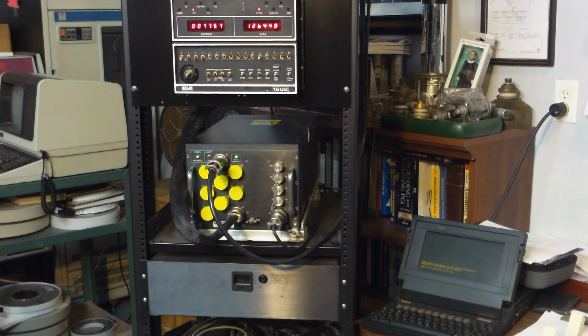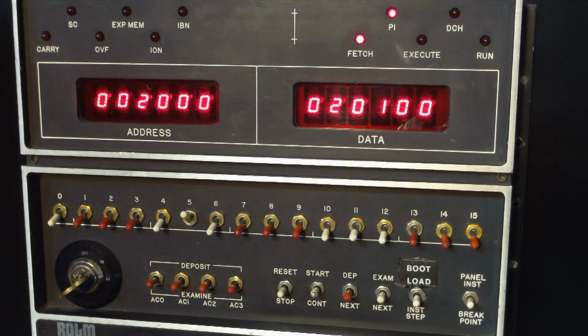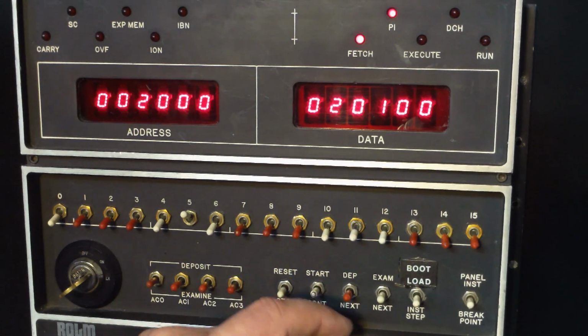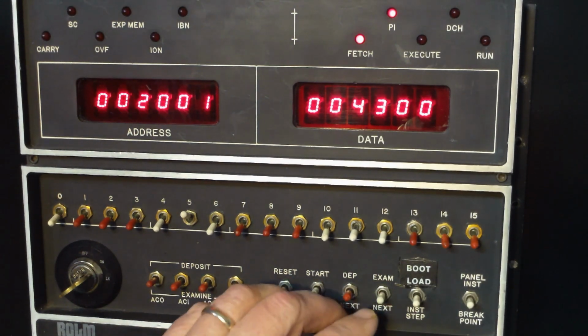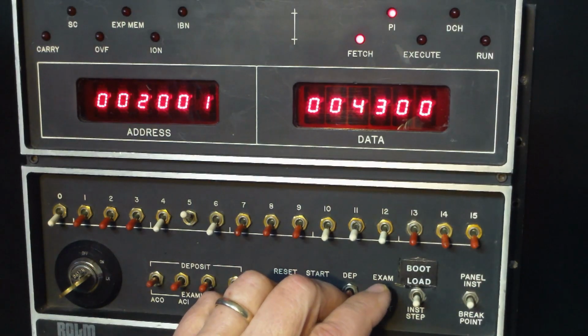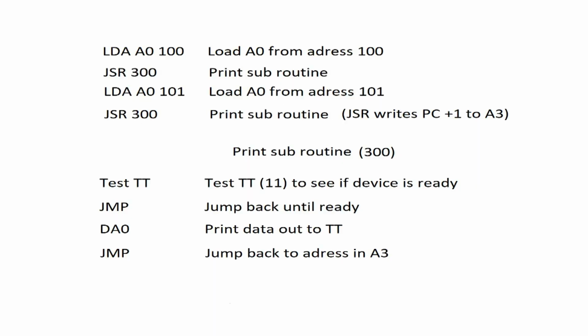One of the other things I've been playing around with is a little program that allows you to print out of the TT0 port. It starts at address 2000. What we're doing is loading an address from memory into accumulator 0 and then running a print subroutine. So you load a new address into 0 and print that.